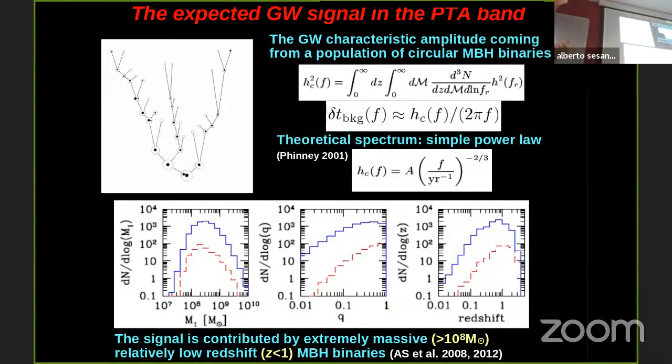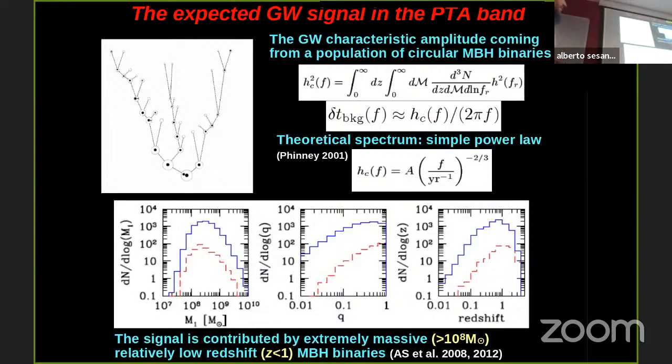You can work out the theory of it, and the typical strain that you see as a function of frequency is essentially a spectrum that goes with the frequency to the -2/3. If you take a typical population of binaries that are evolving because of gravitational wave emission, the superposition of their signal will produce a stochastic foreground with a typical power spectrum that goes with the frequency to the -2/3. And this foreground is produced by thousands and thousands of supermassive black hole binaries.